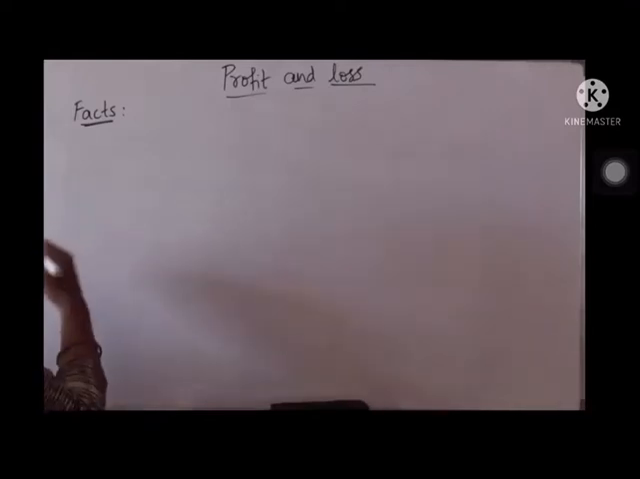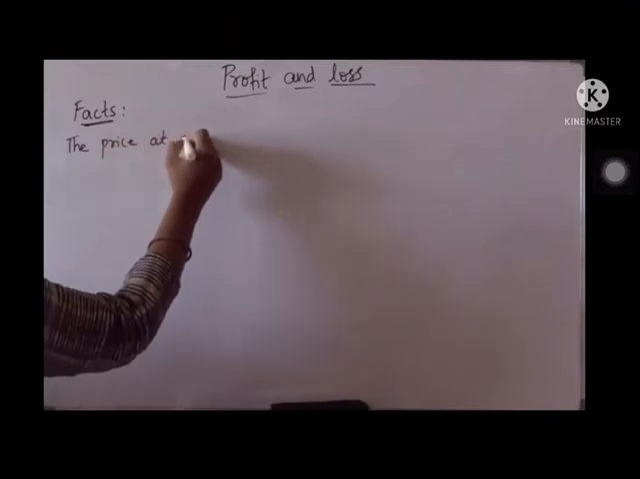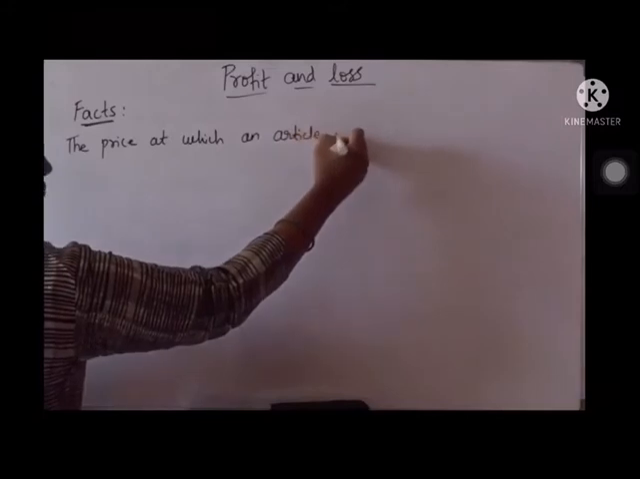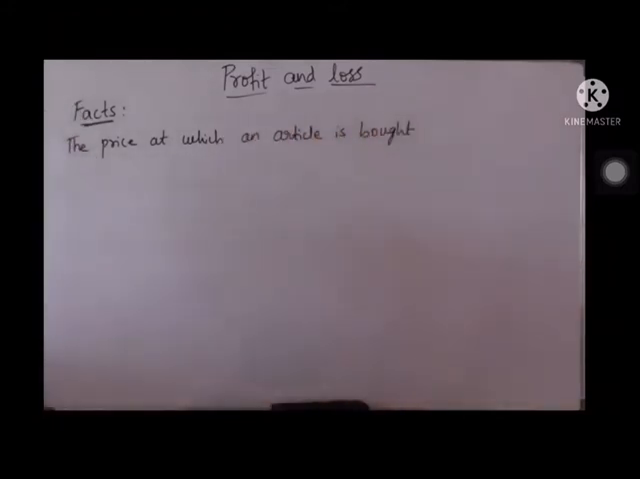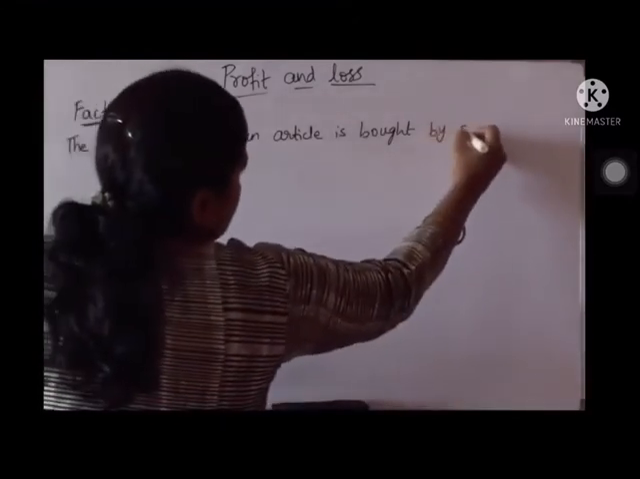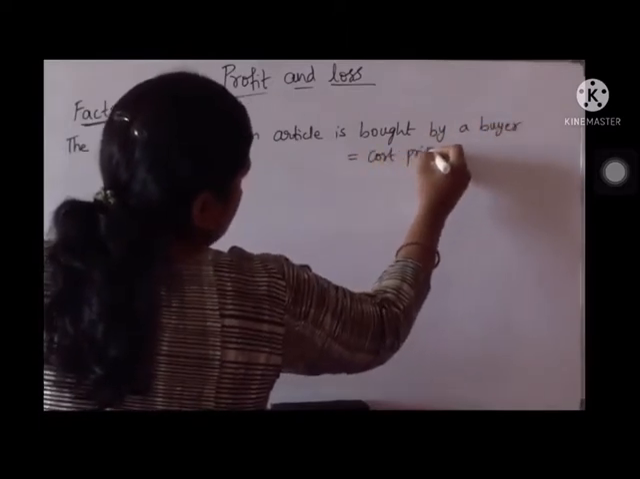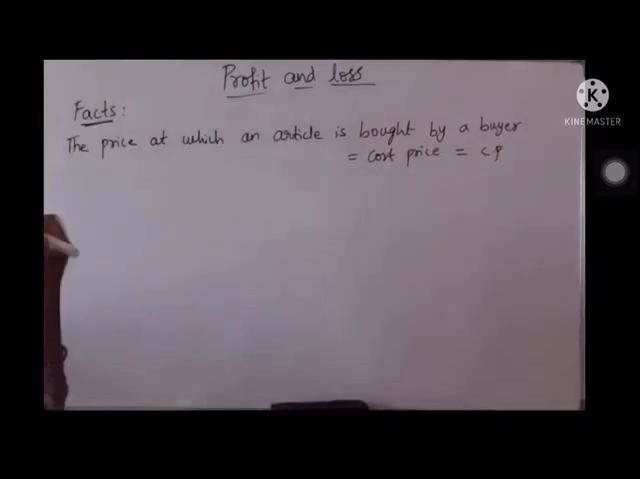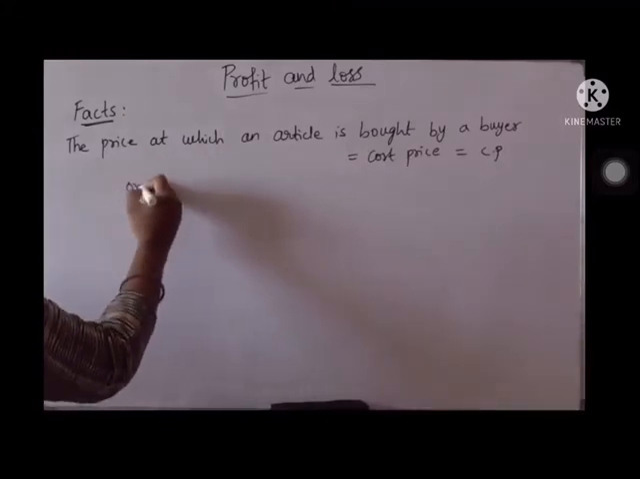The price at which an article is bought by a buyer, what do you call it? Cost price. We call it cost price. We can simply write it as CP. Okay. Now suppose the cost price includes what? It may include overhead expenses.